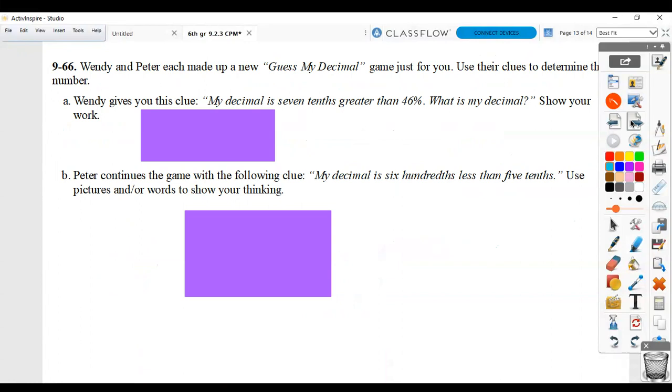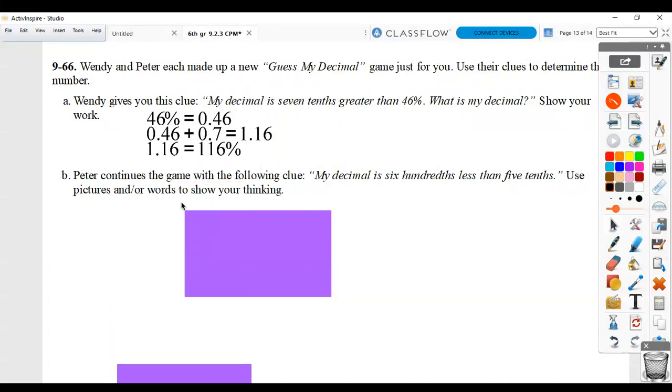966, Wendy and Peter each made up a new Guess My Decimal game. We have to use their clues to find the number. So Wendy gives you this clue. My decimal is 7/10 greater than 46%. What's my decimal? Well, 46% would be the decimal 46 hundredths.